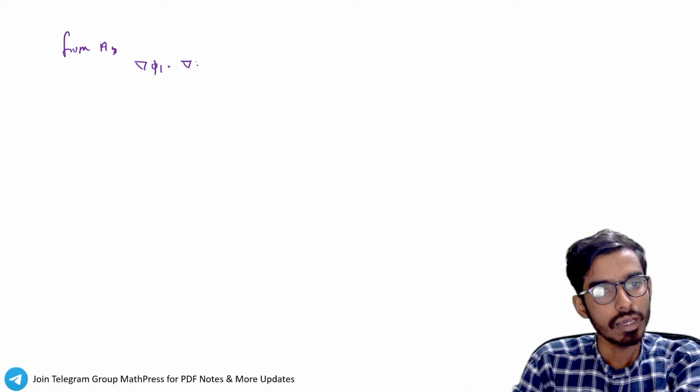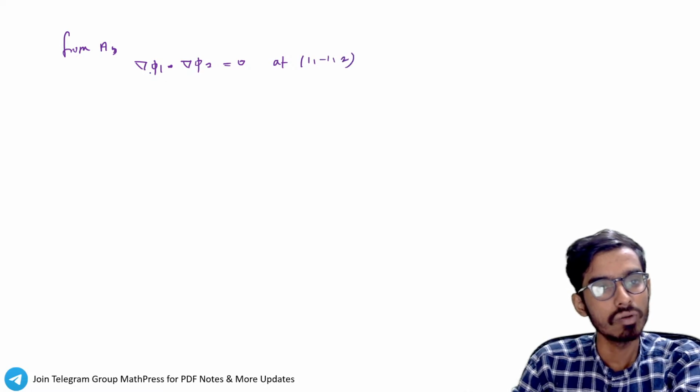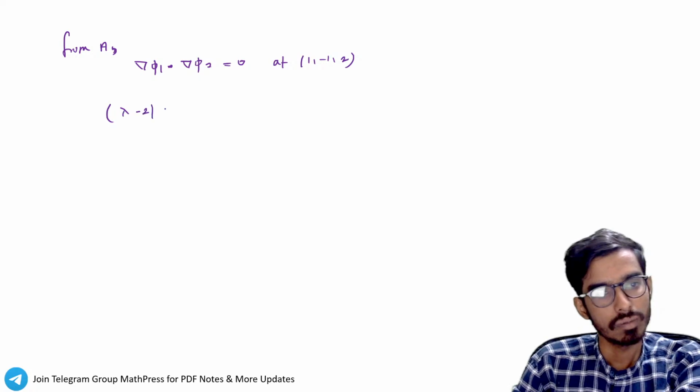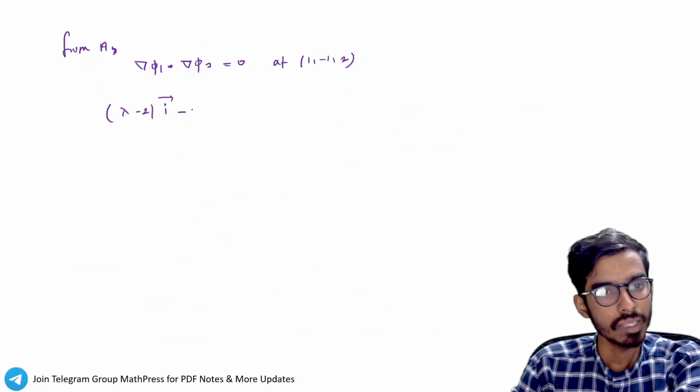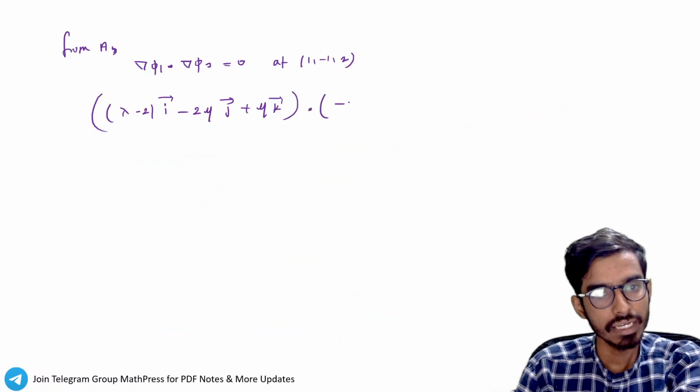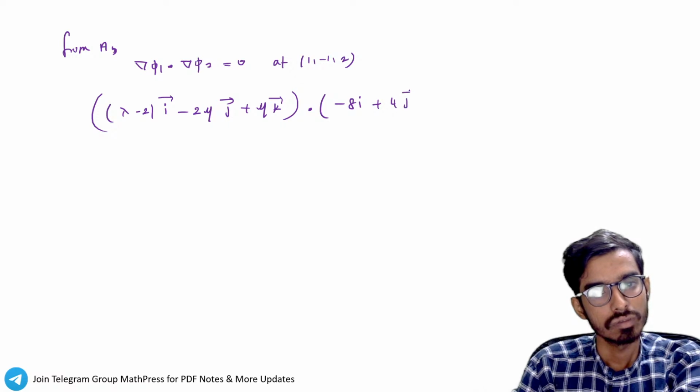Del phi1 dot del phi2 is equal to 0, right? We know this is 0 at the point (1, -1, 2). Now what is del phi1 at this point? It is (lambda - 2) i vector minus 2 mu j vector plus mu k vector, dot del phi2 at this point, which is -8i plus 4j plus 12k.